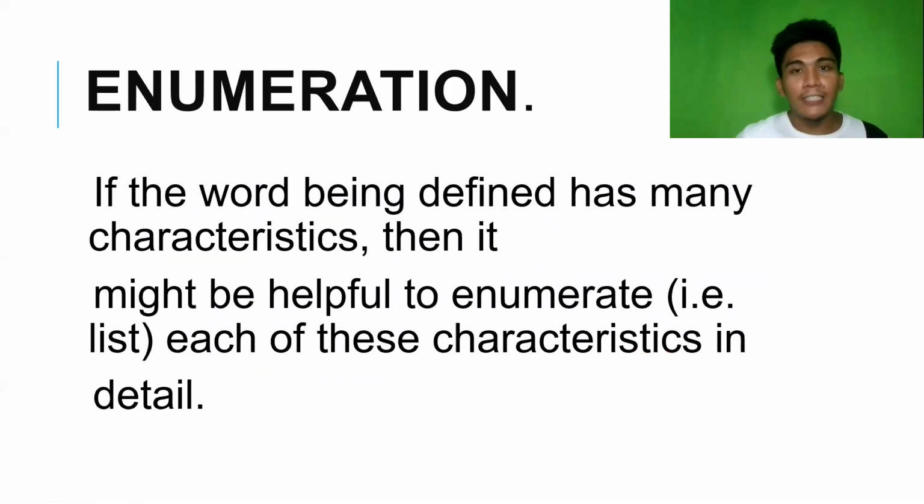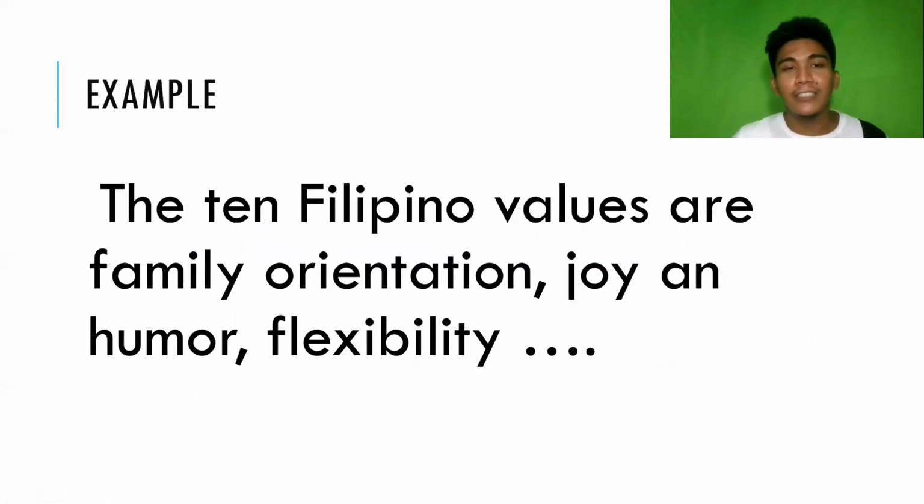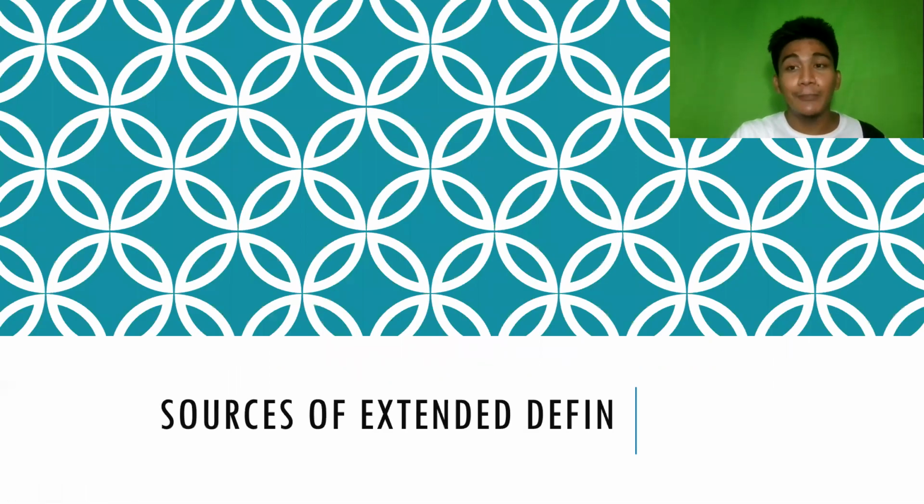Enumeration. If the word being defined has many characteristics, it might be helpful to enumerate, to list each of these characteristics in detail. For example, the Filipinos' 10 values are family orientation, joy and humor, and so on. So they are enumerated.